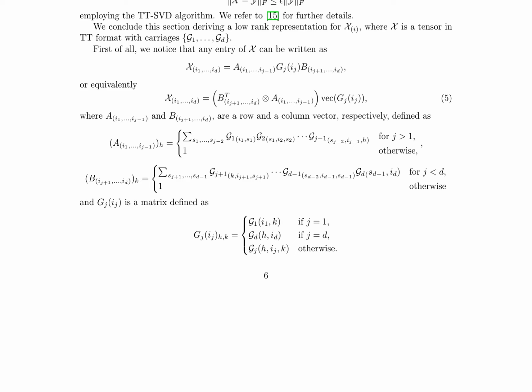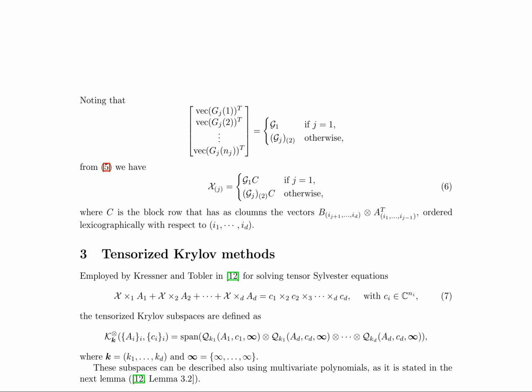The paper discusses the solution of tensor-Sylvester equations using tensorized Krylov methods and introduces a novel approach by employing block rational Krylov subspaces. The authors generalize the procedure to solve the tensor-Sylvester equation X times 1 A1 plus X times 2 A2 plus ... plus X times d Ad equals C, where C has low multilinear or TT rank.